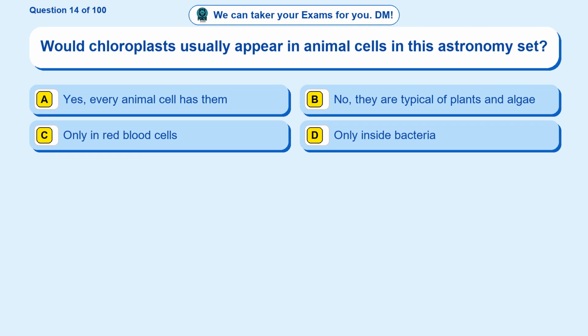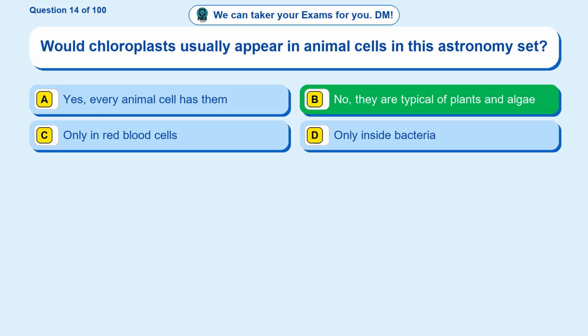Question 14. Would chloroplasts usually appear in animal cells in this astronomy set? Option A. Yes, every animal cell has them. Option B. No, they are typical of plants and algae. Option C. Only in red blood cells. Option D. Only inside bacteria.